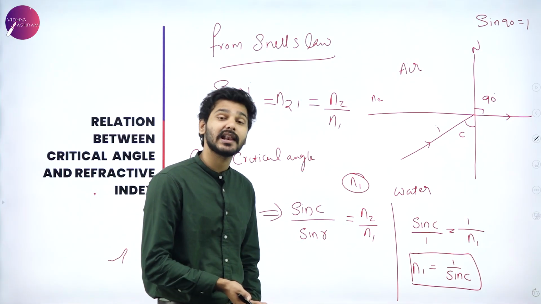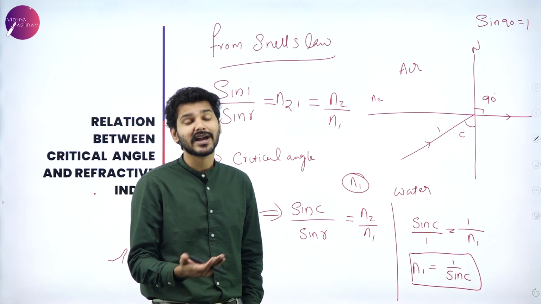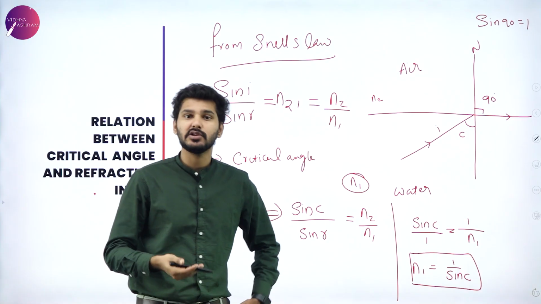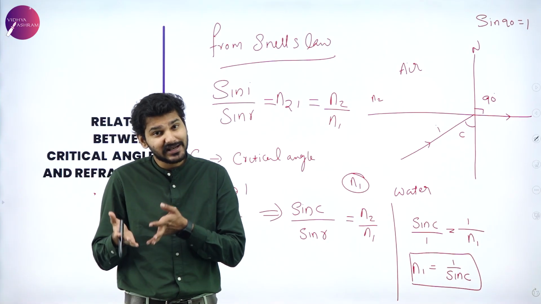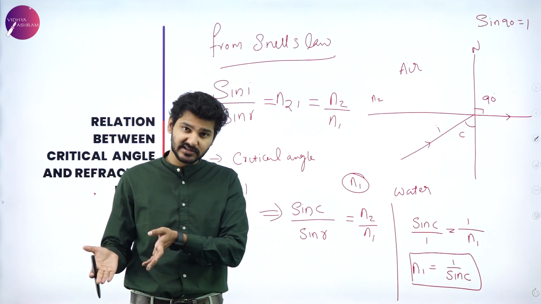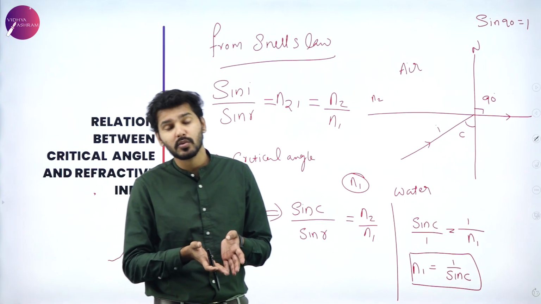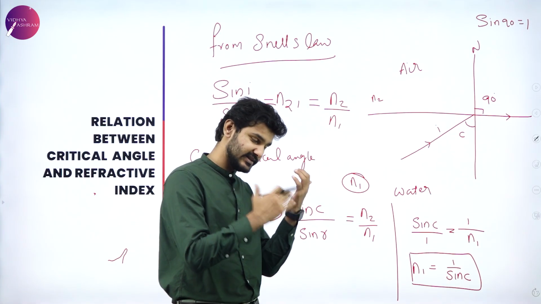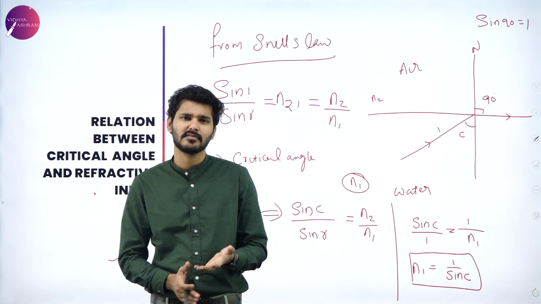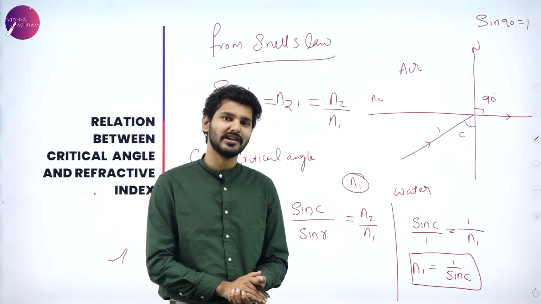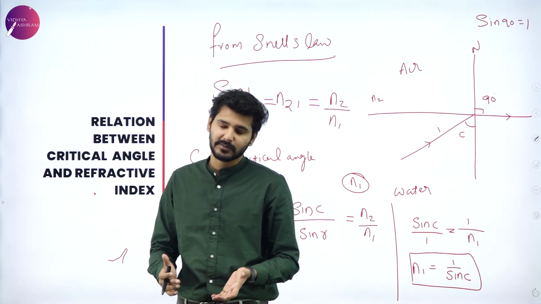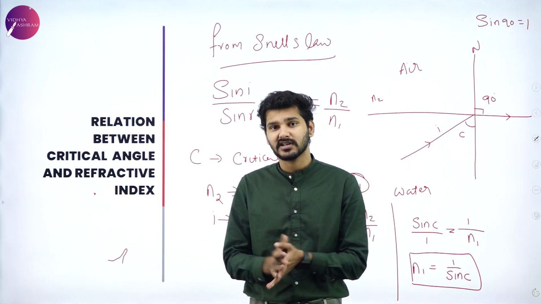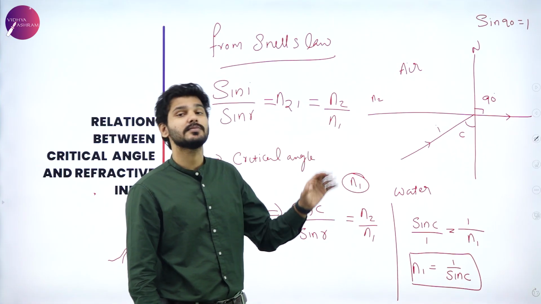If you know the critical angle, you can find out the refractive index of that particular material. And if you know the refractive index, then you can find out the critical angle of that material medium. That is the relation between sine C and the refractive index of that medium. Or simply we can say that the relation between critical angle and refractive index is obtained in this particular fashion.